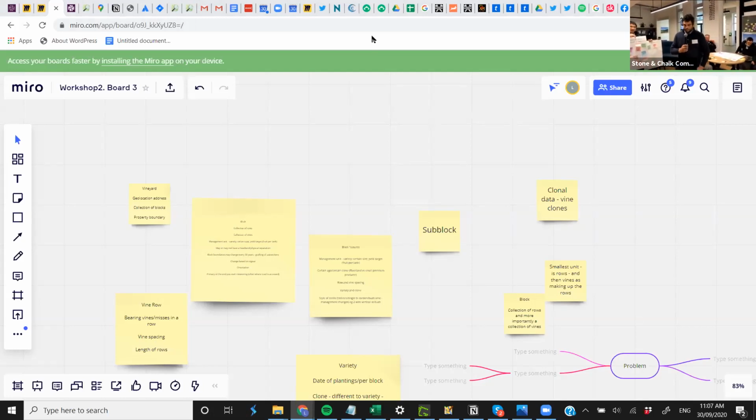Thank you, Ben. There's loads there, especially about the metadata you want to associate with the vineyard block. Thank you so much for that. And then we will move over to Team A.